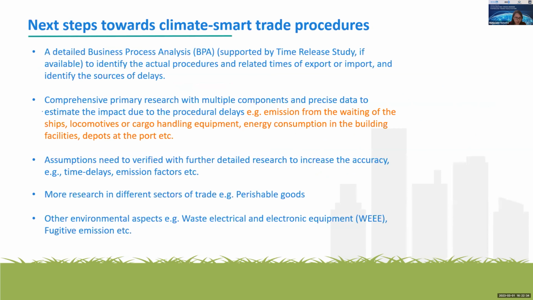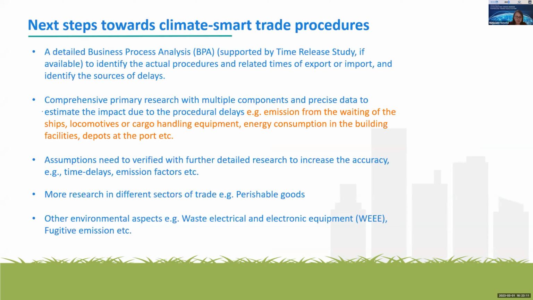Now, finishing it off with the next steps, basically towards achieving the climate goals, to make it more meaningful and reliable, we need to measure, because if we do not measure, we don't know how to improve. And to measure, we need to have the precise data to take action. So a comprehensive primary research is needed with multiple components using multiple techniques. For example, the questionnaire surveys, the key informant interviews, and focus group discussion, and of course, with a good number of samples in the field.